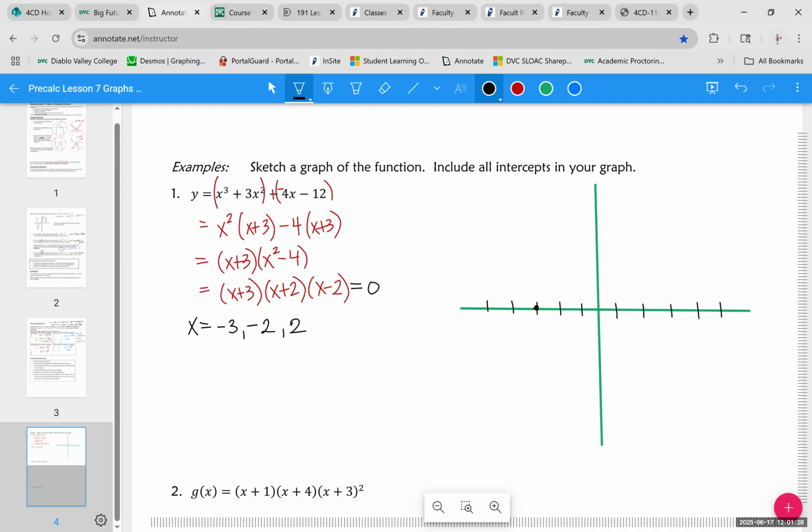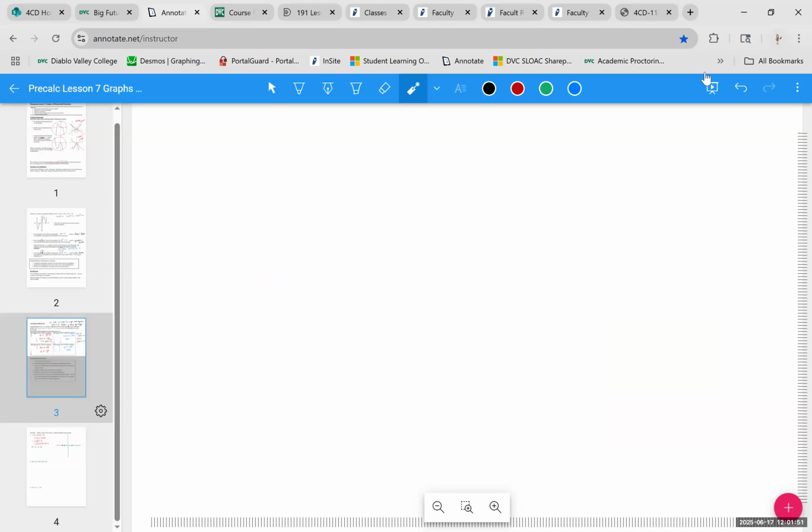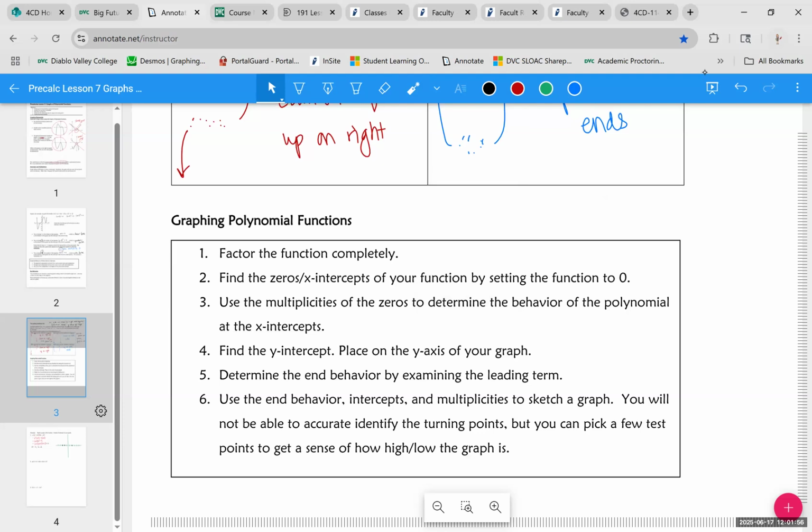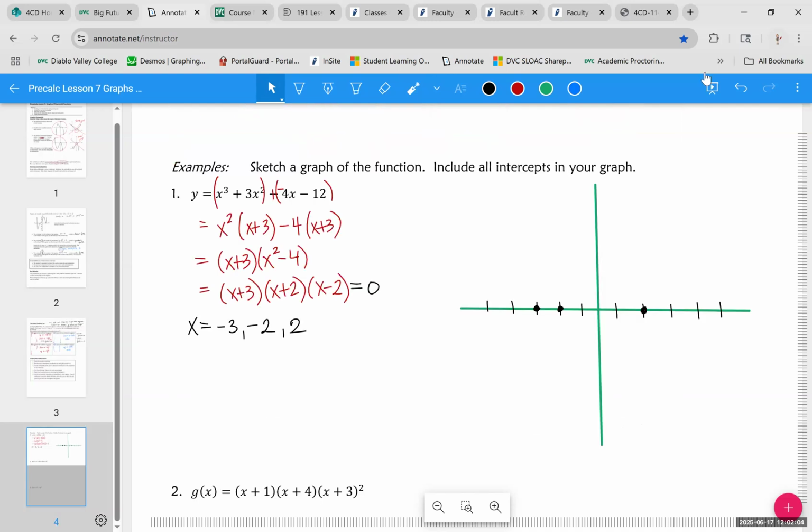So at -3, I'll have an intercept. -2, I'll have an intercept, and 2. And since all three of these are multiplicity 1, I know that this graph is going to cross. Now, I don't know yet whether it's going to be this way or this way, so I'm going to do a little bit more work. Okay. So what does our list tell us to do next? We factored, we found the intercepts, we've used the multiplicities, we know what that behavior is going to be, so we're going to find the y-intercept and determine the end behavior.